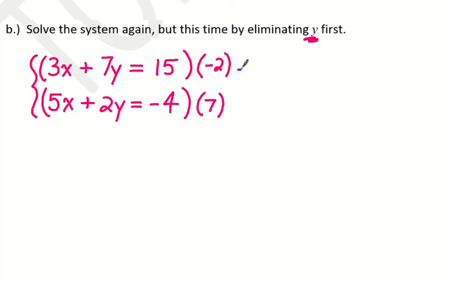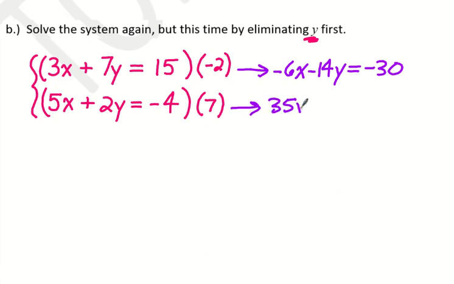Now remember, I've got to multiply the negative 2 to the entire equation. So, like distributing, negative 6x minus 14y, just like I planned, equals negative 30. And this equation will become 35x plus 14y. It's all going according to plan. Equals negative 28. Now I'm good to go.